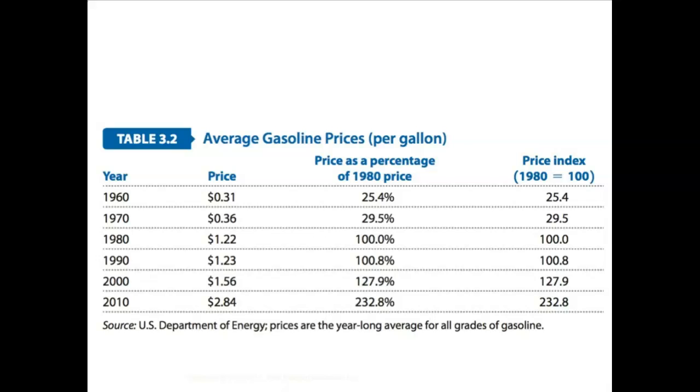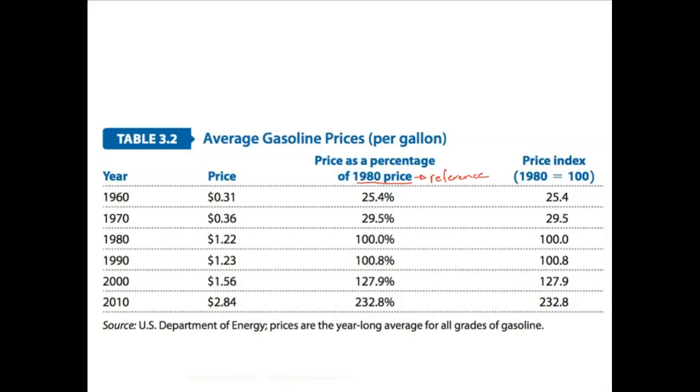All right, so here's an example. Table 3.2, we look at average gasoline prices per gallon. And so we're given them at decade years starting at 1960 through 2010, right? So in 1960, the price was 31 cents a gallon. In 70, it was 36 cents, and so on and so forth. 2010, it was $2.84. Well, if we use the 1980 price as our reference value, then we can calculate the price index of gasoline based on that reference value.